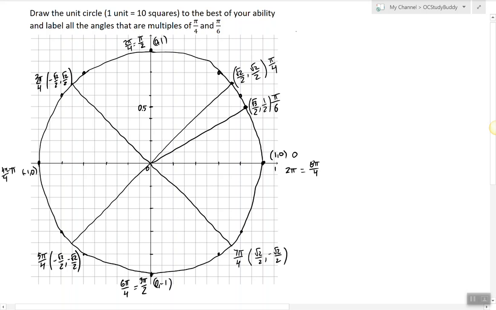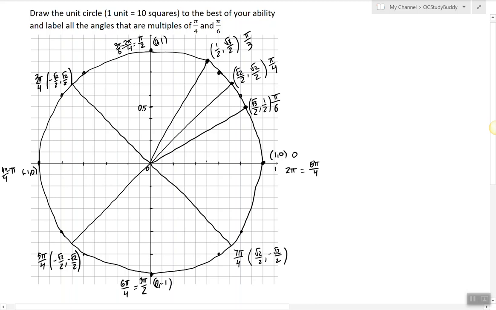Now, next I'm going to draw 2 pi over 6, which is pi over 3. What we know about pi over 3 is that cosine of pi over 3 is equal to 1/2. That means I'm going to pick a point on the unit circle whose x-coordinate is 1/2. So this is pi over 3. The x-coordinate is 1/2, the y-coordinate is √3 over 2. Next multiple of pi over 6 will be 3 pi over 6, which is the same as pi over 2.